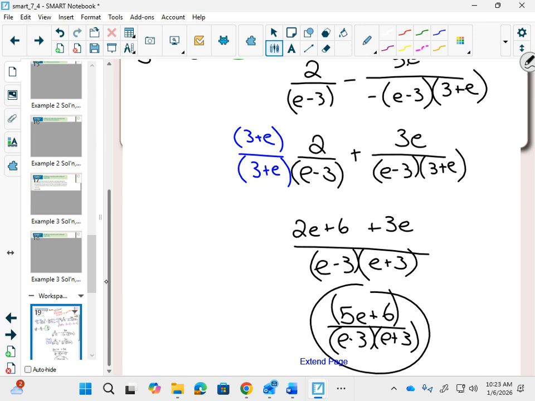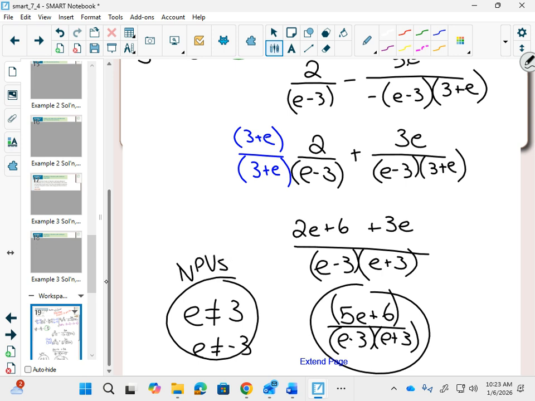Okay, if you look at the bottom, in the answers, they also provide this. These are the non-permissible values. If I want you to list the non-permissible values, I will ask for it specifically. Okay? But the answer key is providing that as well, just as a reminder. But you would be fine with just leaving your answer as the 5e plus 6 over e minus 3, e plus 3.